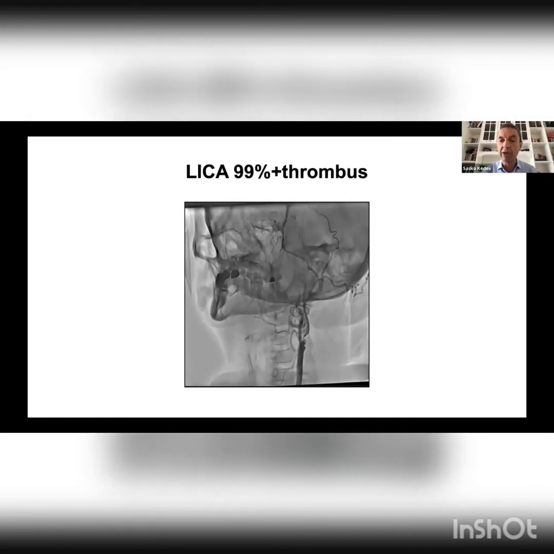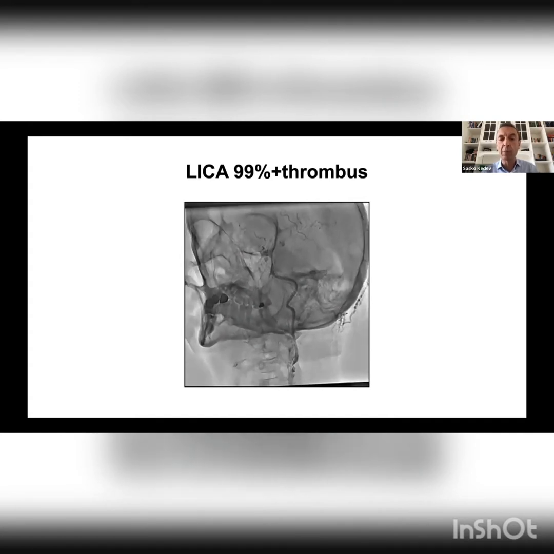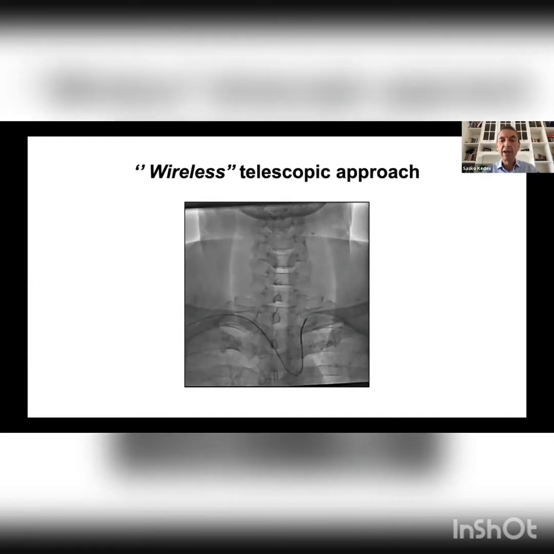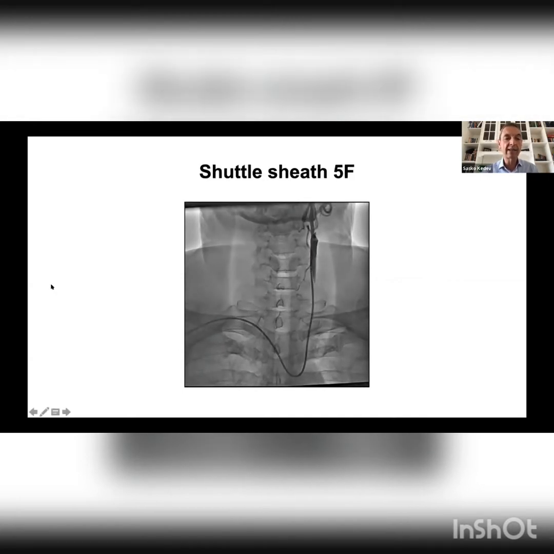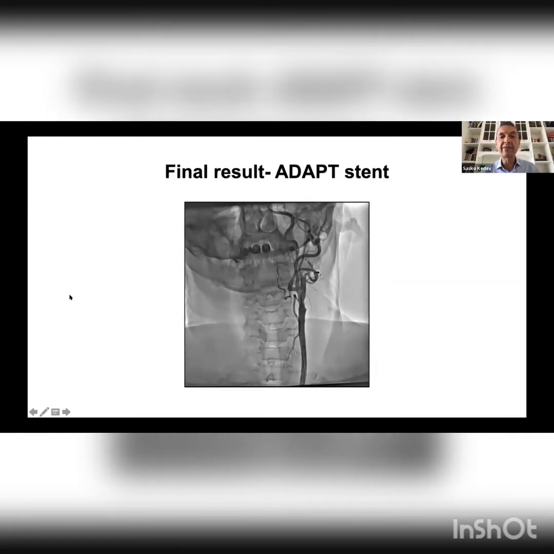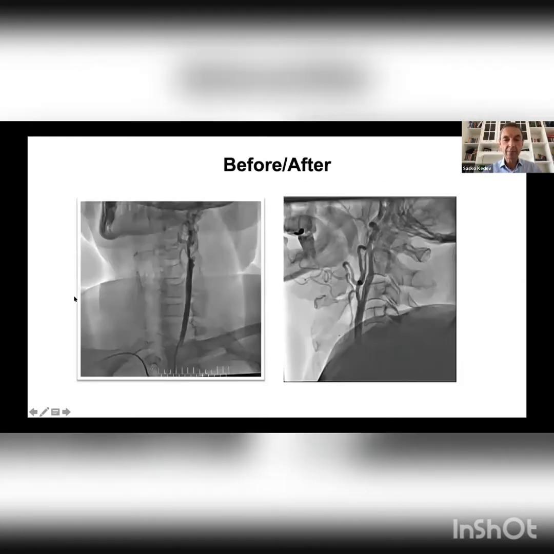With the Simmons 2 catheter, we can appreciate this very complex ulcerated lesion at the level of the left internal carotid artery. In this case, we are demonstrating the wireless approach. Over the very stiff braided Simmons 2 diagnostic catheter, we advance a very flexible 5 French Shuttle sheath, and we have access particularly just below the target artery. This is the final result with an ADAPT stent, showing the lesion pre-procedure and after the procedure.